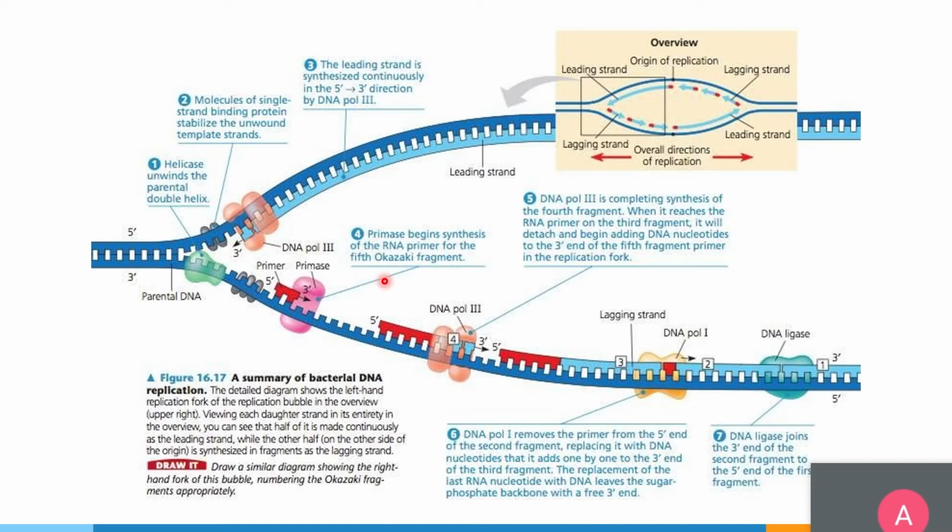Next, the primase begins synthesis of RNA primers for various Okazaki fragments. When DNA polymerase 3 is completing the synthesis of one fragment, it reaches the RNA primer of another fragment. At that point, it will detach and begin adding DNA nucleotides to the 3' end of the fifth fragment primer in the replication fork. That is, while the DNA polymerase is moving along this direction, it will keep on adding nucleotides from the 5' to 3' direction while moving in this right to left direction.